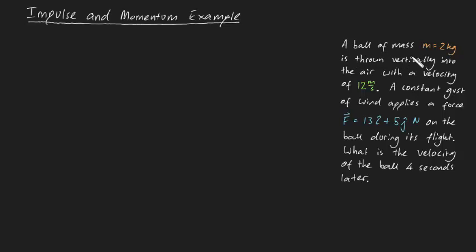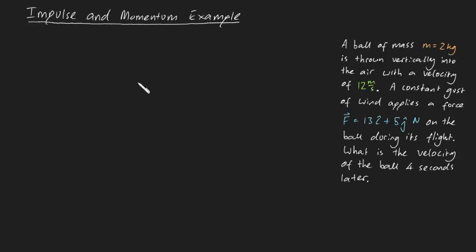A ball of mass m equal to 2 kilograms is thrown vertically into the air with a velocity of 12 meters per second. A constant gust of wind applies a force F equal to 13i plus 5j newtons on the ball during its flight. What is the velocity of the ball 4 seconds later?